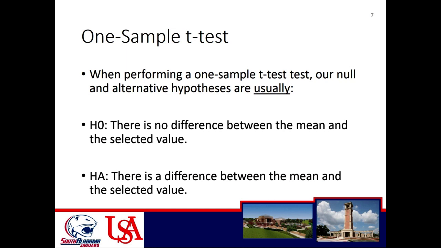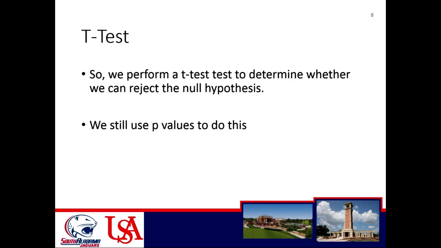So once again, we would perform a one sample t-test. If our p is less than 0.05, we could reject that null. Once again, if p is less than 0.05, our results are statistically significant. So we can reject that null and say there is a significant difference if our p is less than 0.05. Okay. So once again, we just perform a t-test to determine whether we can reject the null hypothesis, and we use p-values to do this, just as I just now said.